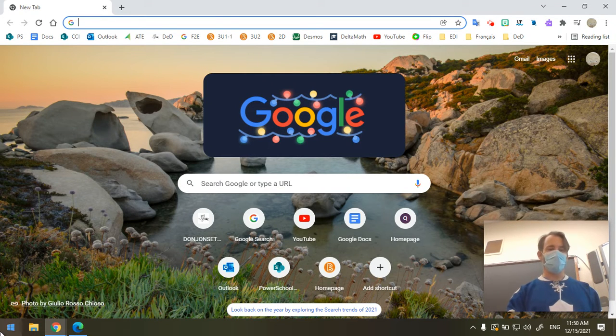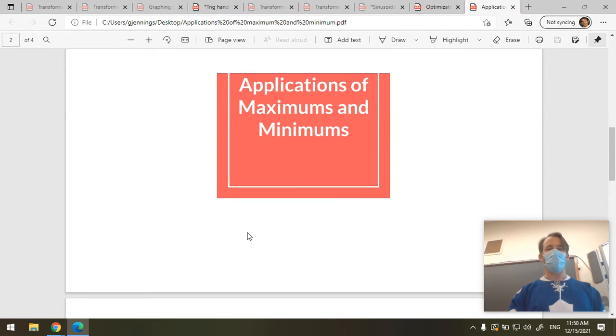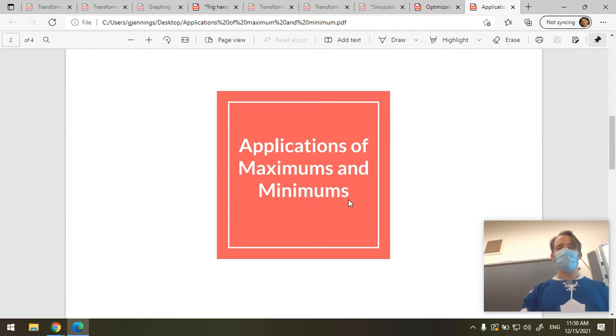And today we are going to be looking at applications of completing the square. Maximums and minimums mean those points of the parabola that are either a maximum or a minimum. That is where you find the optimum value of a parabola.